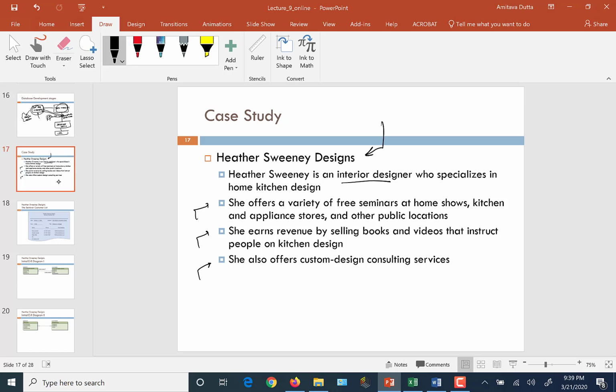So in these few bullets that you're seeing, you're getting a verbal description of different aspects of the business. Okay, so what is it that this business does? So first thing you see is this is an interior designer who specializes in home kitchen design. So it's not any kind of design, but she specializes in designing home kitchens. Okay, so all right, so that's one piece of information that will feed into our design at some point. We don't know how, but it's a piece of information that we have.